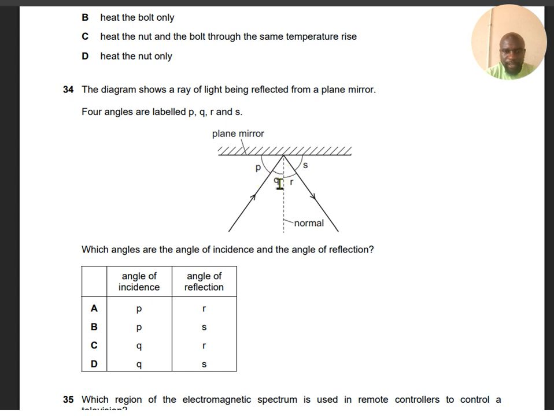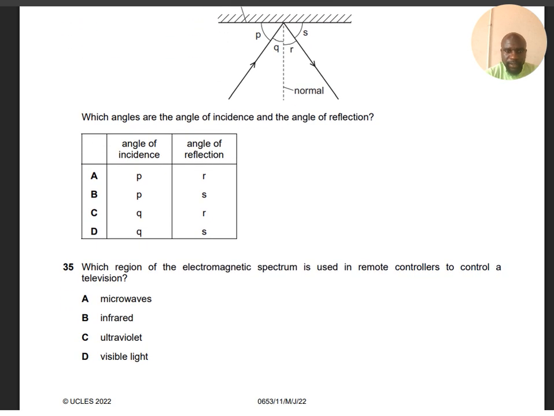And then the angle of incidence. The angle of incidence is this one, which is angle R. So the angle of incidence is this one, and the angle of reflection is this one, because this is a mirror on the top. All right, fine. So let us move on to number 35. Which region of the electromagnetic spectrum is used in remote controllers to control a television? So number 35.